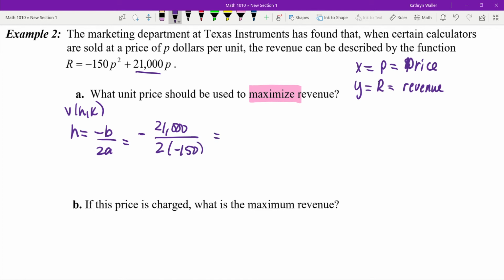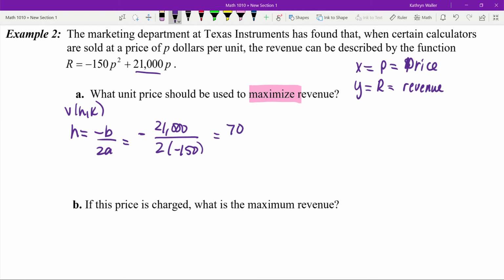Look at the numbers. You've got 2 negatives, and 2 negatives give me a positive, so I'm not going to worry about that. I've already figured out it's going to be a positive. Everybody in the room, go 21,000 divided by. When we do calculator work, I really need you to do it with me because it gets a little tricky, and if you don't put things where they're supposed to be, it's going to mess you up. After I hit the divide sign, what do I have to do? Parenthesis, yes. Then I go 2 times 150, close it off, hit enter, and I get 70.